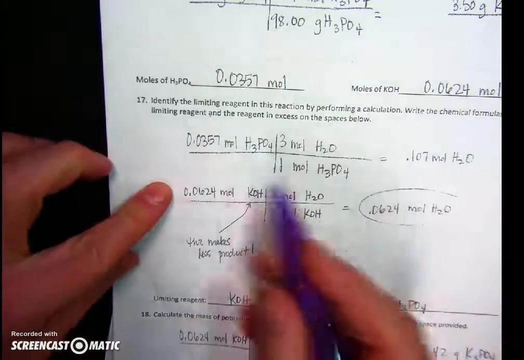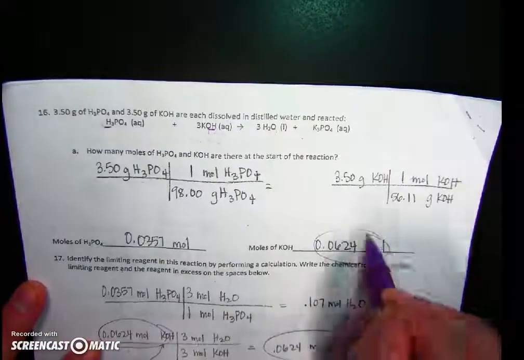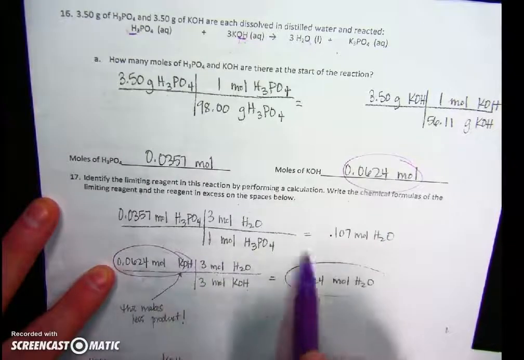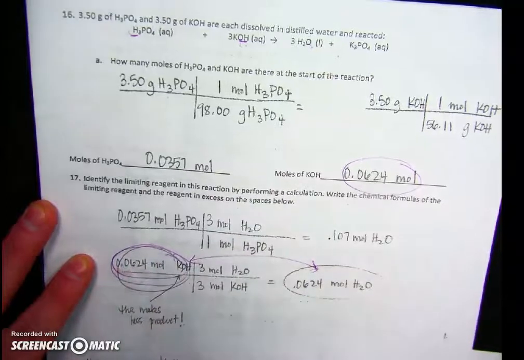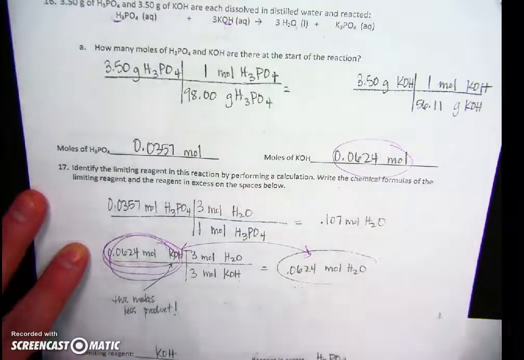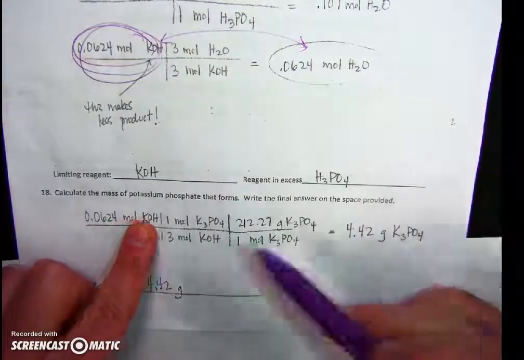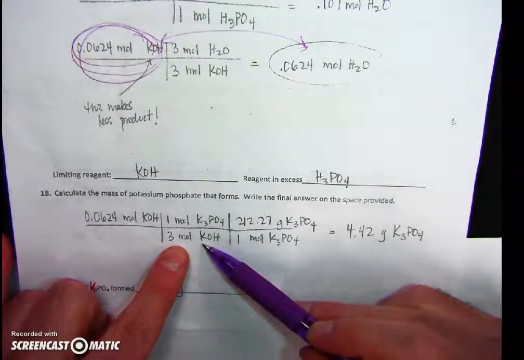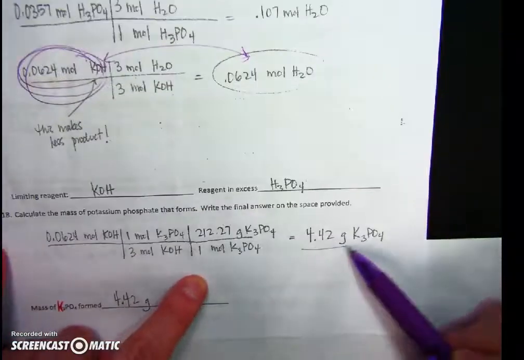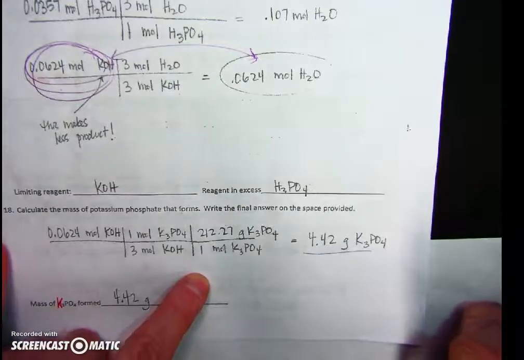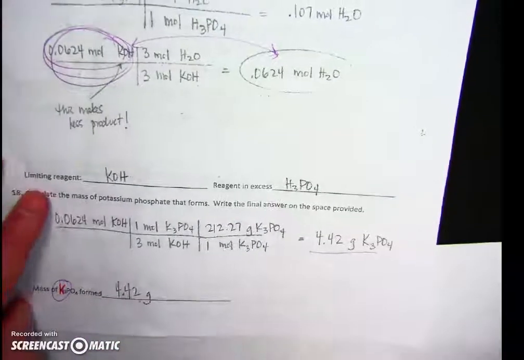The most important thing to realize is you want to use the starting moles of the KOH. It randomly turned out that these two numbers were the same. However, you always want to go back to the starting moles, not this answer to this calculation. When you start back at 0.0624 moles of KOH, 1 mole of K3PO4 is made for every 3 of KOH consumed, and then multiplying by the molar mass of K3PO4 gives you 4.42 grams of K3PO4. The mass of K3PO4 formed is therefore 4.42 grams.